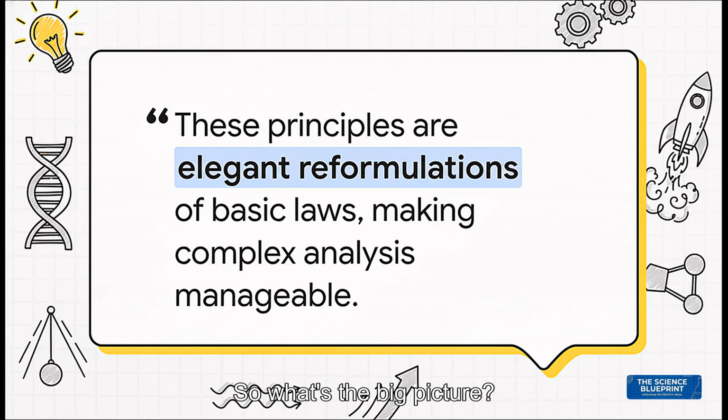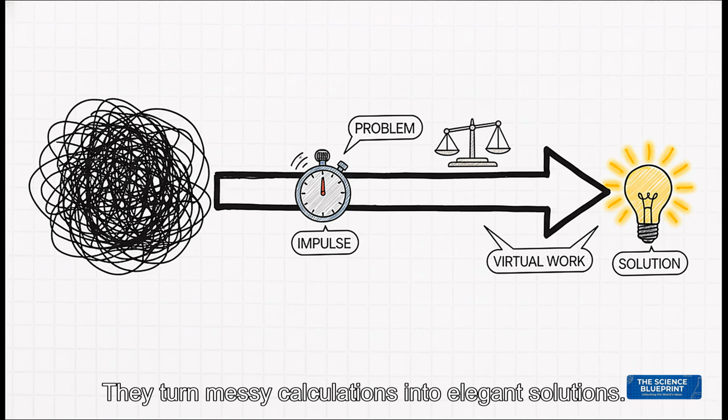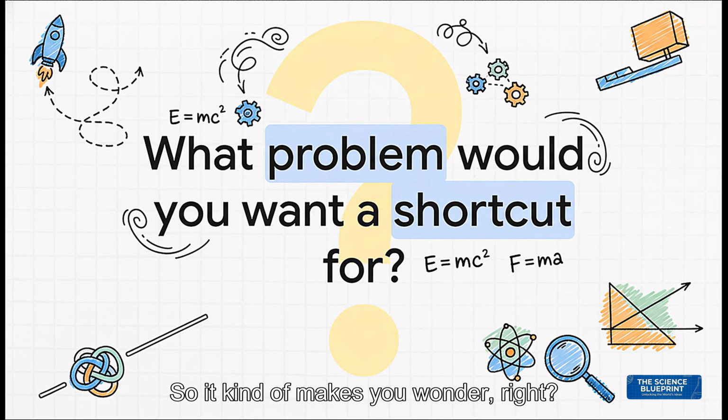So what's the big picture? These aren't new laws of physics, just much smarter ways to apply them. The point is, these principles are awesome problem-solving tools. They turn messy calculations into elegant solutions. So it kind of makes you wonder, right? What other elegant shortcuts are just waiting out there to be used?